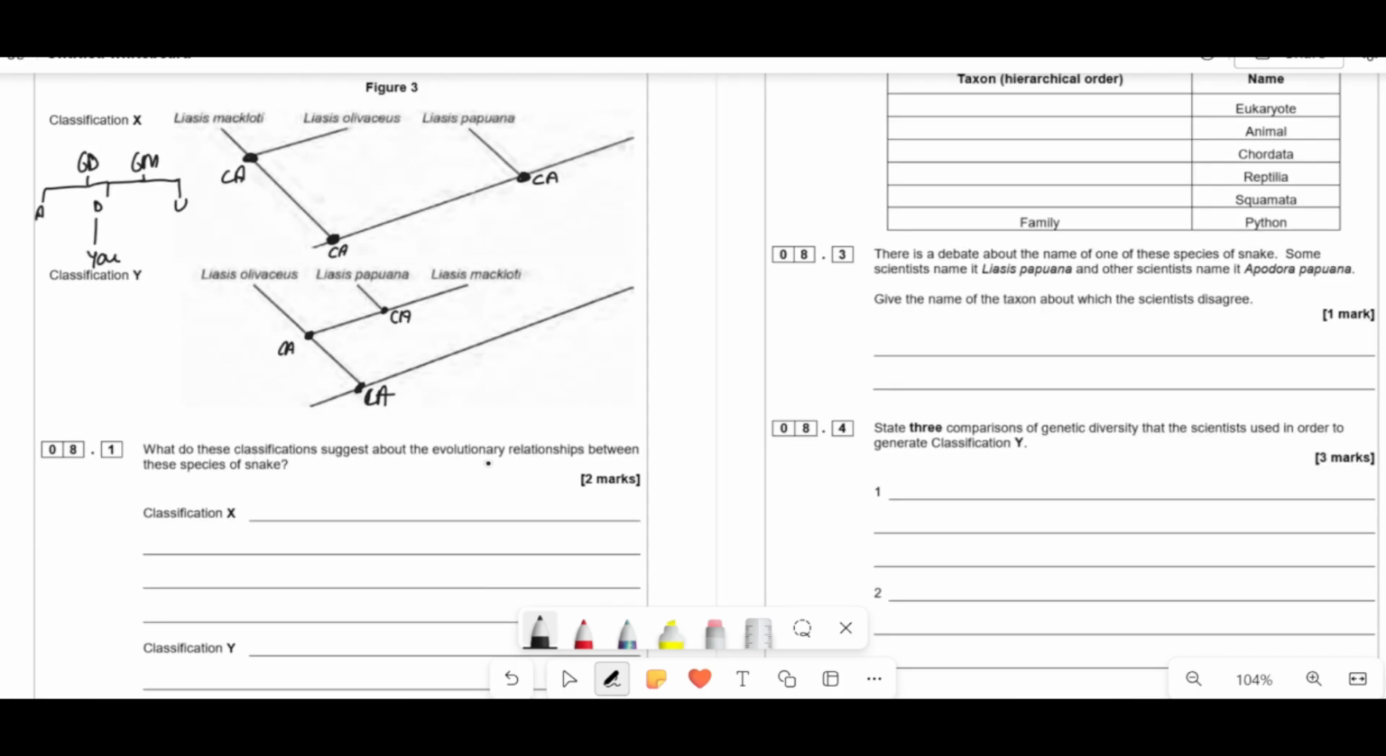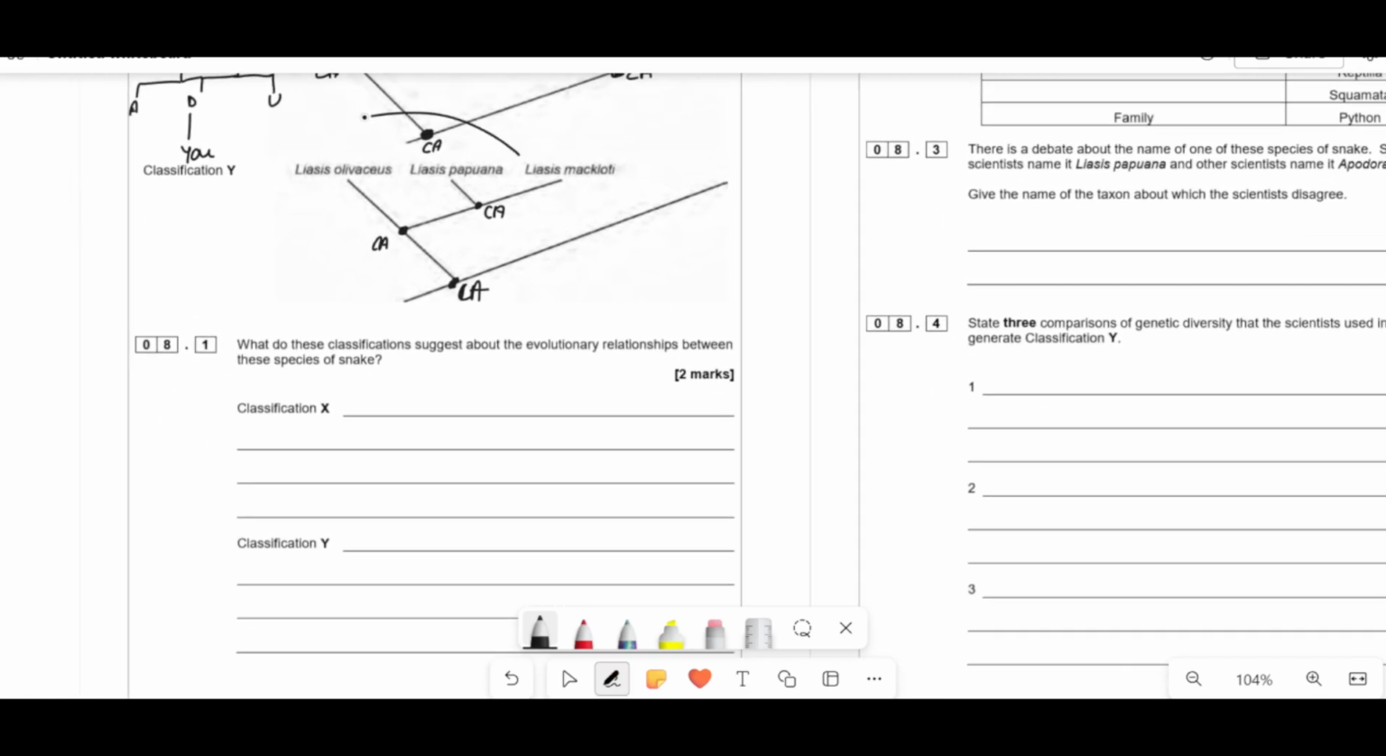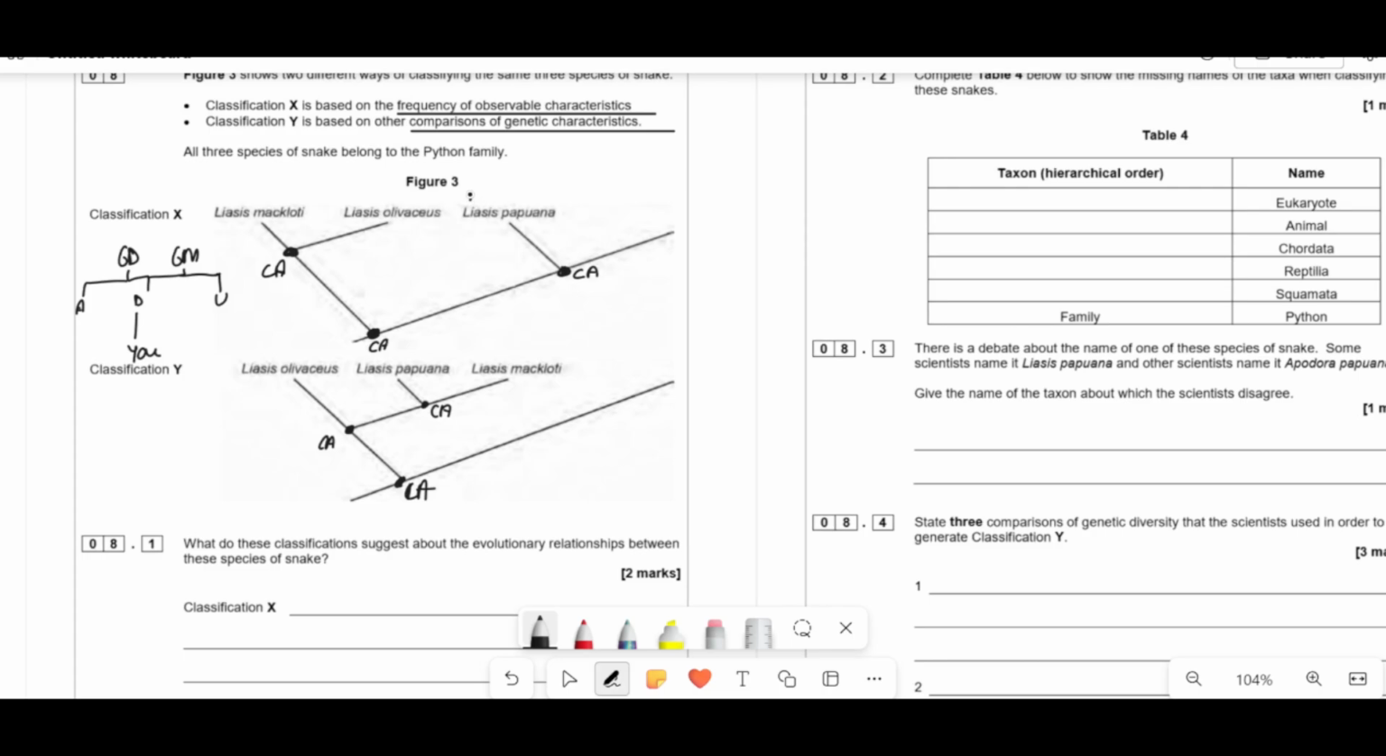So the question says, what do these classifications suggest about the evolutionary relationships between these 2 species of snake? So look at the differences between the 2 of them. This one here suggests they're more closely related, these 2. Whereas when you do it according to their genetics, these 2 are more genetically related. So these appear similar, but these 2 are more genetically related.